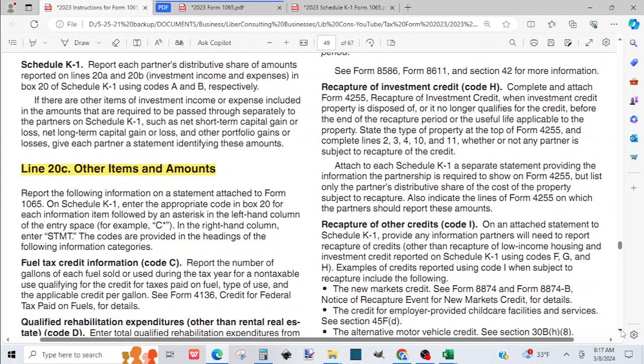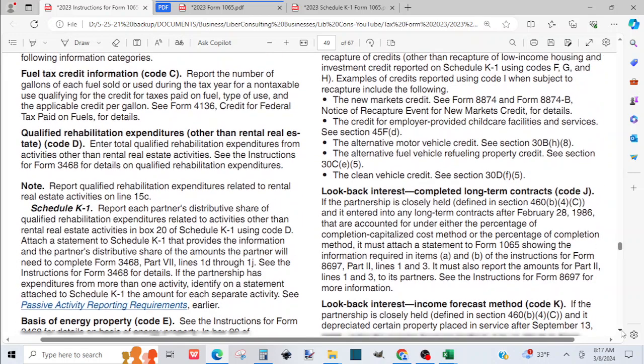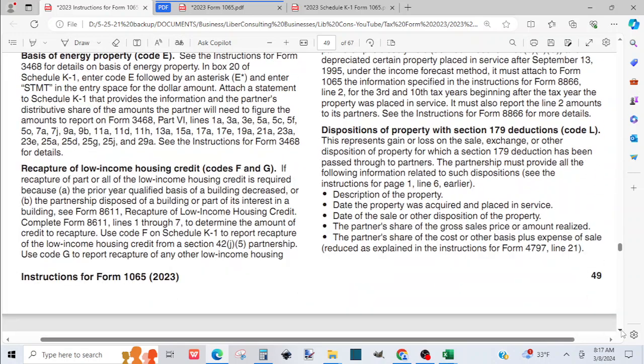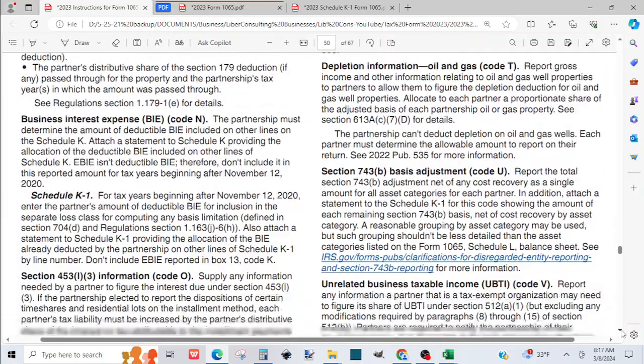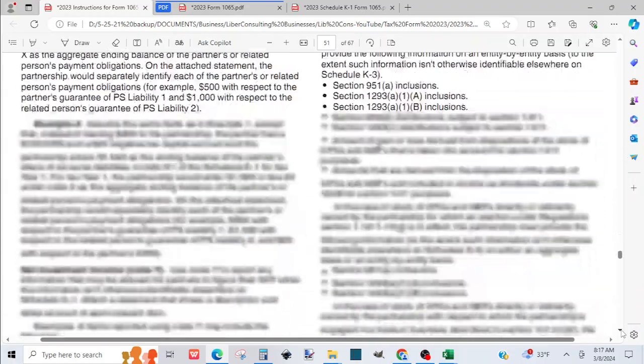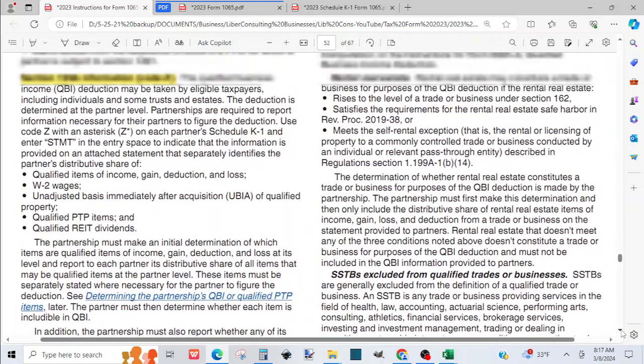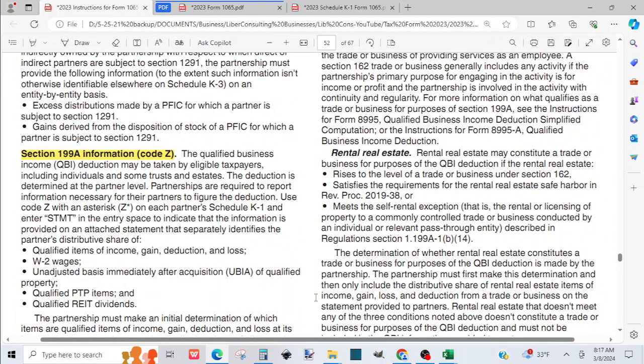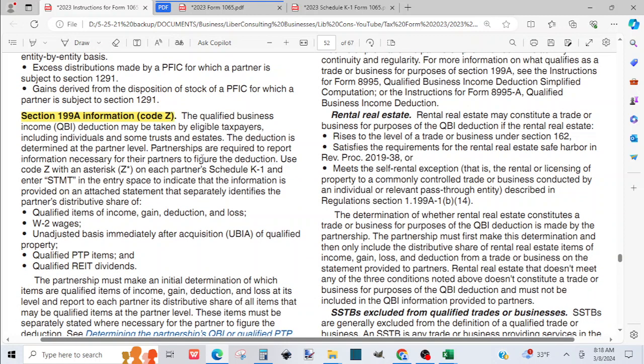And it is related to other information, 199A, I believe. So section 199A, information code Z. They say to use Z asterisk on each partner's Schedule K and put STMT in the dollar amount space. Therefore, you'll add an attachment to specify. So pretty much, QBI is not interest, it is income.